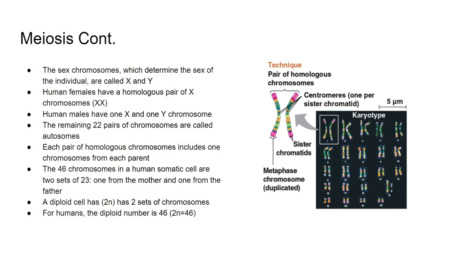And each pair of homologous chromosomes includes 1 chromosome from each parent. So we have 1 from mom and we have 1 from dad. And the 46 chromosomes in a human somatic cell are 2 sets of 23, right? We have 1 from mom and we have 1 from dad, which gives us 46. A diploid cell has 2N, 2 sets of chromosomes, and for humans, the diploid number is 46. So 2N is equal to 46. So that means N is equal to 23, right? We have 23 from mom, and then we have 23 from dad.